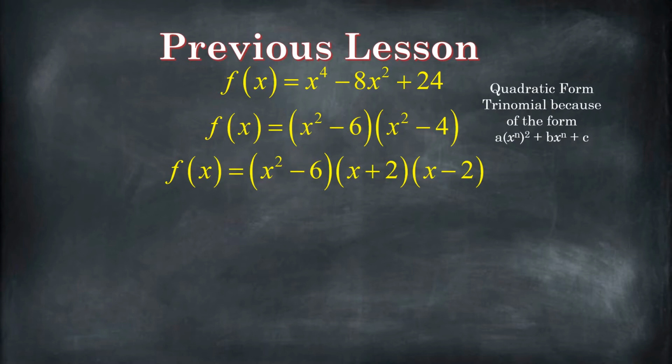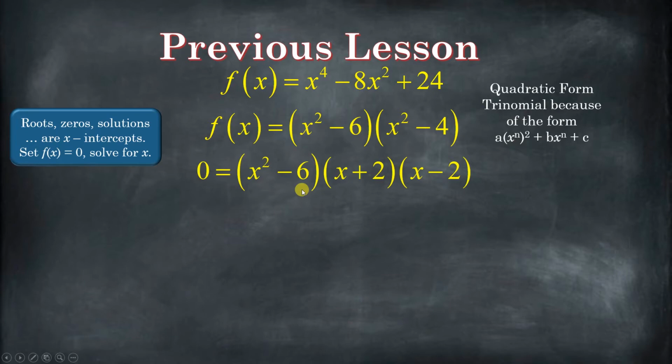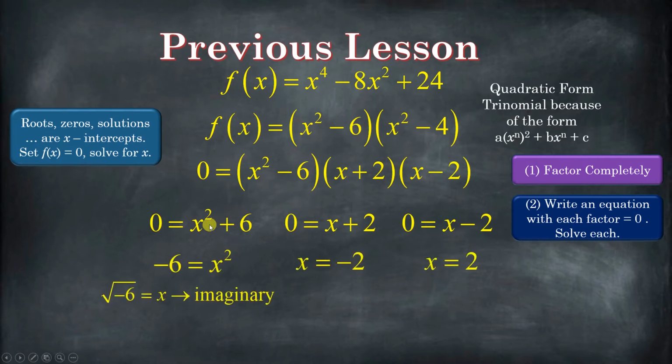So let's continue on. In this video, we're going to learn how to find the x-intercepts of this right here. They're often called roots, solutions, zeros, all the same thing. You set the equation equal to 0 and you solve it, right? So here we set it equal to 0. First step, we factor it completely, which we've already done. Then we take each one of those factors, write an equation, and solve each one of these equations. So this one right here, when you solve it, you get an imaginary number, but the other two, we have -2 and +2. So really, not that difficult at all.